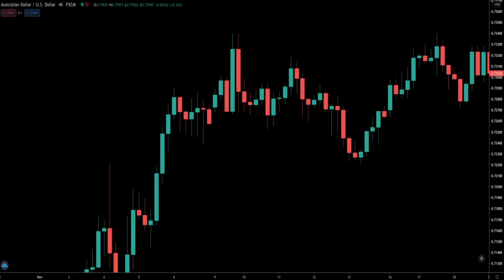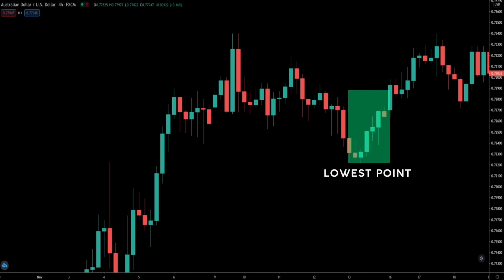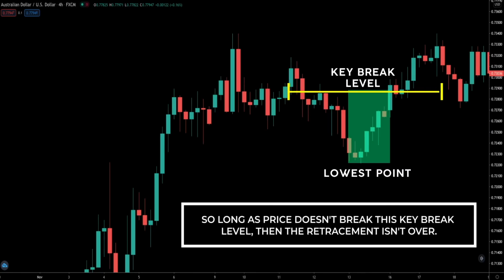This will be the length that we use, and we take the box and shift it down to the lowest point. Take a horizontal line and just park it at where the top of the box is. This will be the level that tells us if the retracement is over or not. For the ease of explanation, let's call this the key break level. Now, so long as price doesn't break this key break level, then the retracement isn't over.